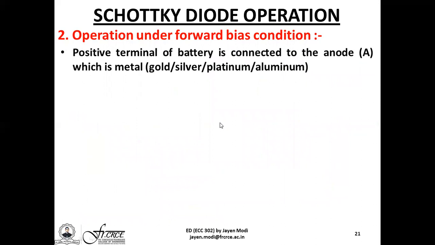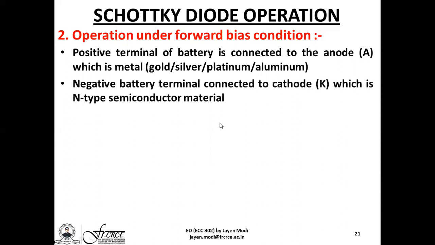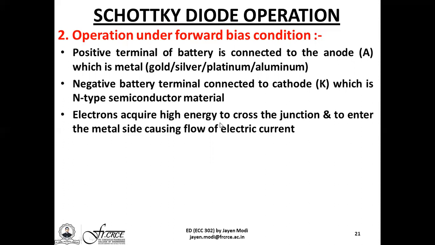Here we have the positive terminal of the battery connected to the anode terminal, which is metal. To increase conductivity, we can have gold or silver or platinum, but aluminum is preferred if the cost has to be kept low. The negative battery terminal is connected to the cathode, which is an n-type semiconductor material. The electrons acquire a very high energy to cross the junction and enter the metal side, thereby causing the flow of current. Although electrons are moving from cathode to anode, the conventional current direction is always from anode to the cathode side.